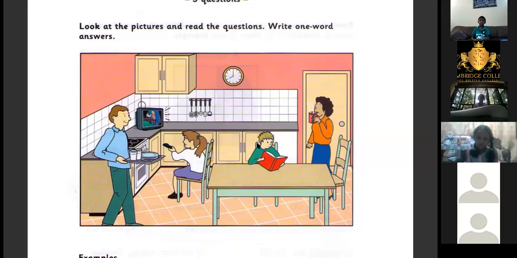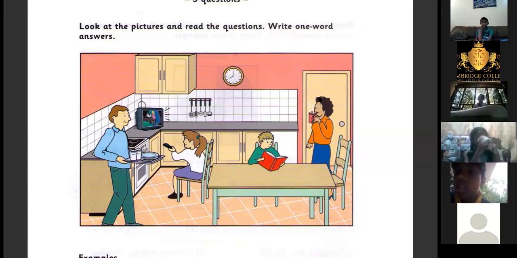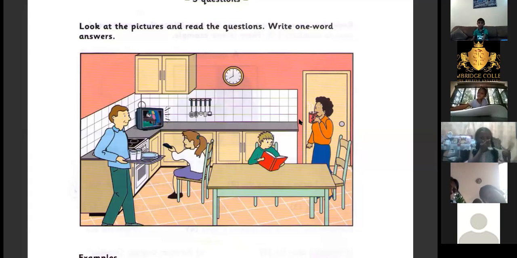Mokakda me boy karanne? The boy is reading the book. What kiyana? Reading a book. The girl is doing what? Girl mokakda karanne? Watching television. Yes, the girl is watching television. So mother is doing what? What is she doing? Mother is drinking tea. Amma mokada karanne? Tea bonawa. Then father is doing what? Father is carrying a tray. Tata tray ka karagena enawa.